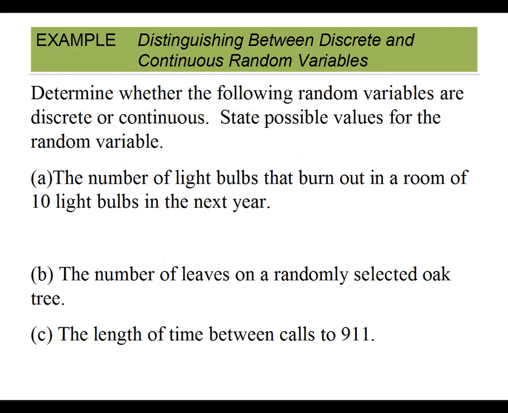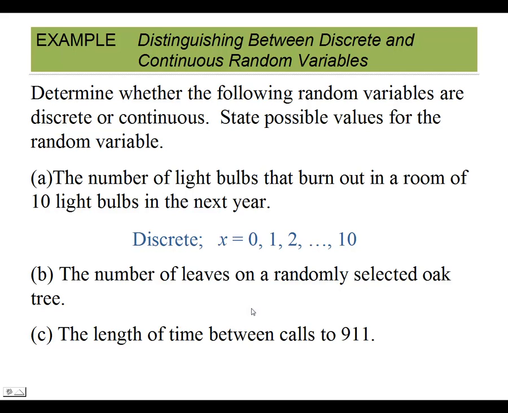Alright, so in this example, we're going to try to determine whether we're talking about a discrete or continuous random variable. For part A, we're looking at the number of light bulbs that burn out in a room of 10 light bulbs in the next year. Well, the possible values we could have are 0, 1, 2, 3, all the way up to 10. So we can count those. That will constitute a discrete random variable. The only values are 0 all the way up to 10.